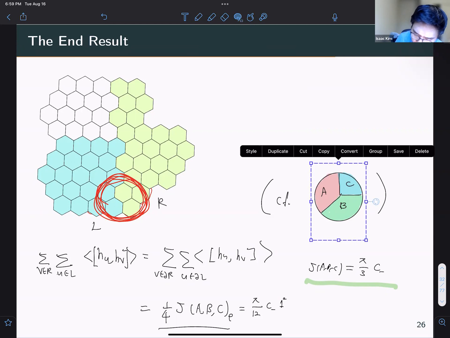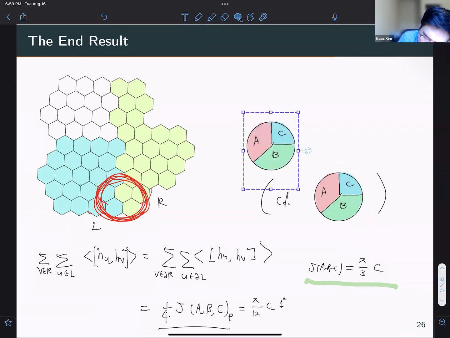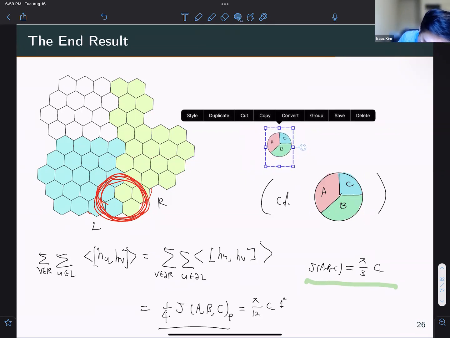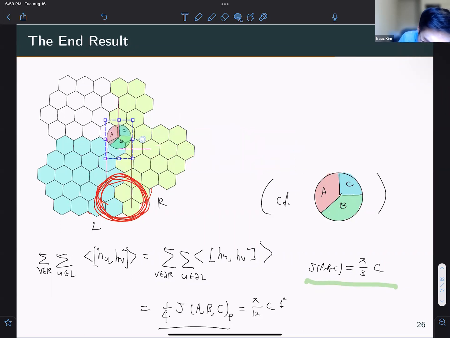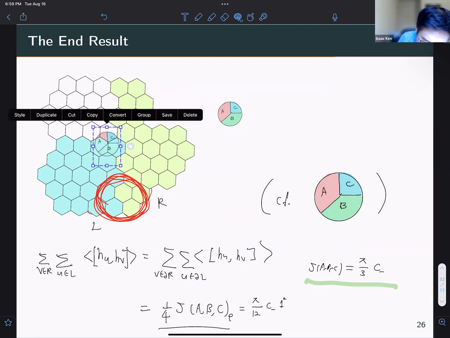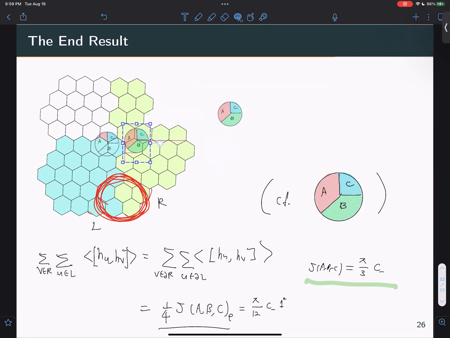Maybe to put things in perspective, this is like a tiny thing. So the scale of these ABCs are like this.